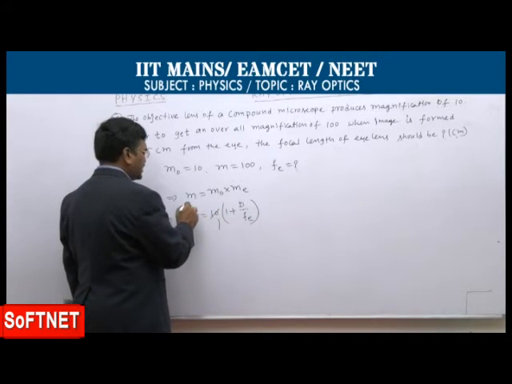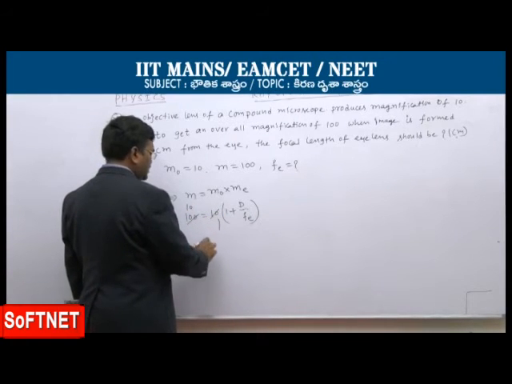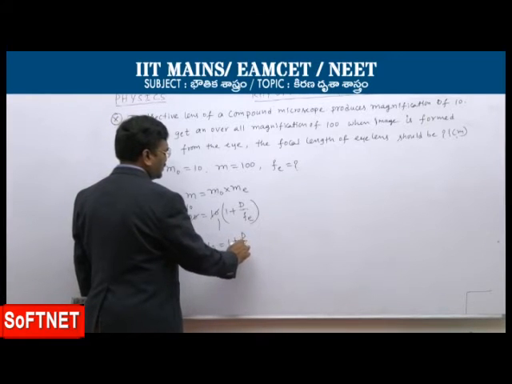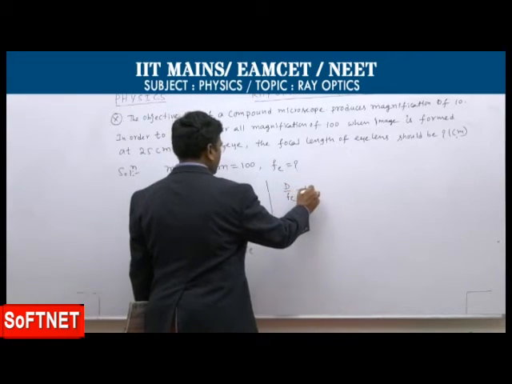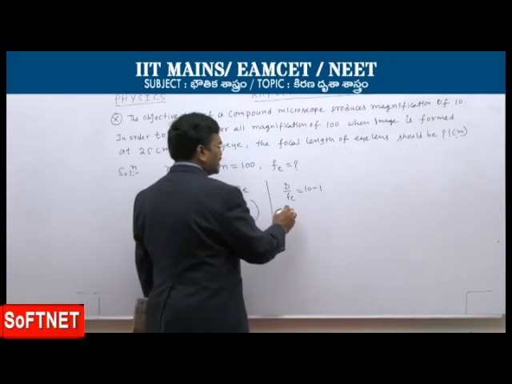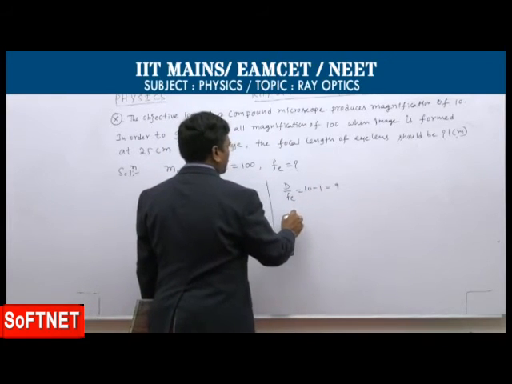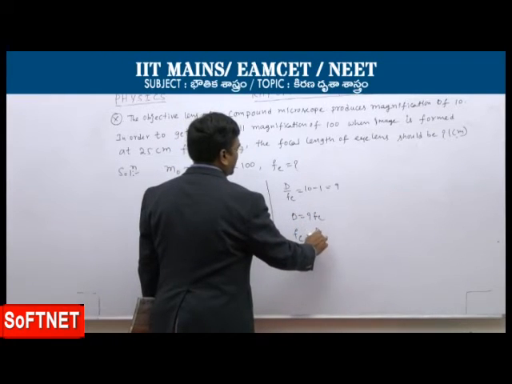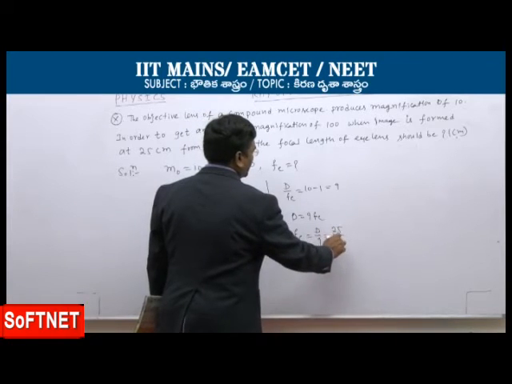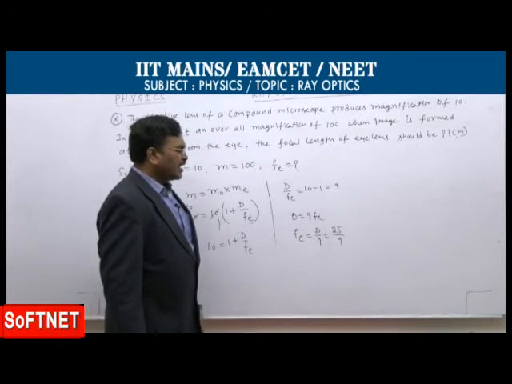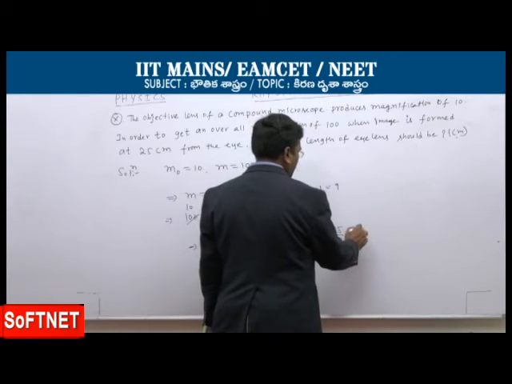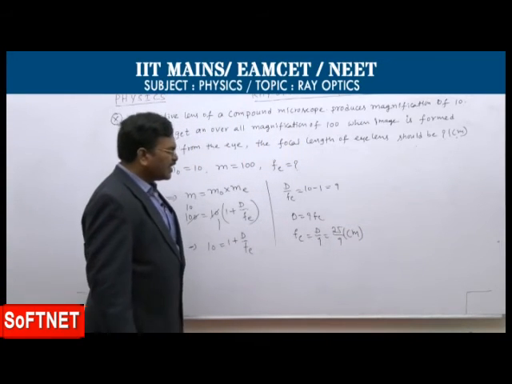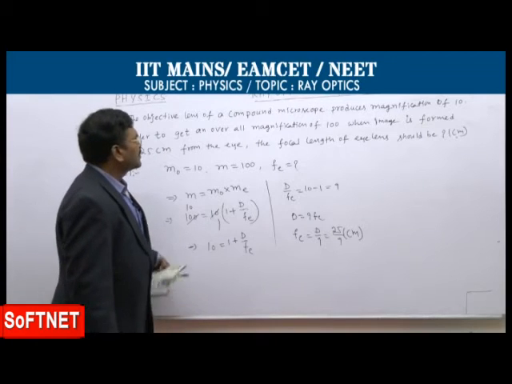Now 10 ones are 10, so 10 is equal to 1 plus D by Fe. From this, D by Fe is equal to 10 minus 1, which is 9. Now D is equal to 9 Fe, so Fe is equal to D by 9. D is 25 centimeters, so Fe is 25 by 9 centimeters. That is the only option. Is it clear?